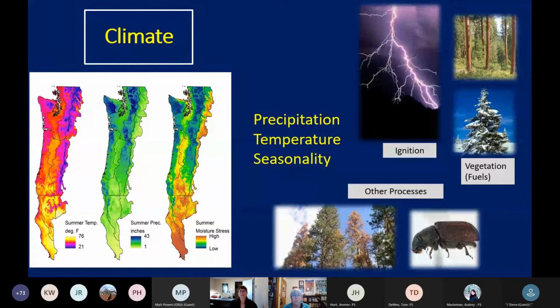Climate also plays a huge role in influencing what kinds of plants and plant communities grow across our landscape and what is vegetation but fuels. And climate also indirectly affects other processes like drought and insects and pathogens, which play a huge role in fire's movement across the landscape as well.